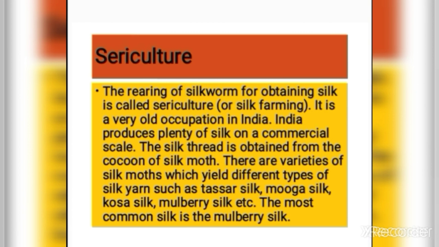Now we will discuss sericulture. It's a very old occupation in India. India produces plenty of silk on a commercial scale. The silk thread is obtained from the cocoon of the silk moth. There are a variety of silk moths which yield different types of silk yarn such as tussar silk, muga silk, kosa silk, mulberry silk, etc. The most common silk is mulberry silk.